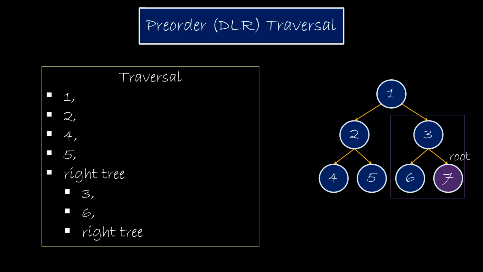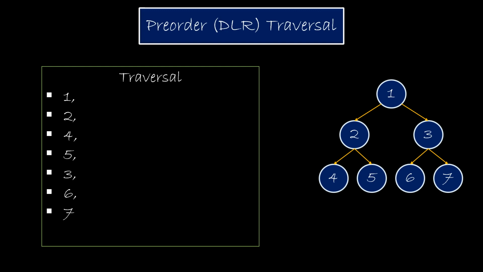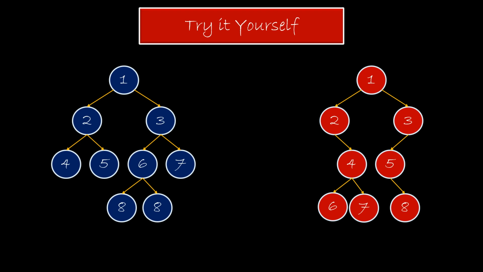Similarly for the right. We add 7 in result, and as it is also a single node with no child or a leaf node, we just move further. As all the nodes are processed, this is the final result for preorder traversal. I hope you have understood how to write down a preorder traversal for a tree. Take a pen and paper and try writing the preorder traversal for these trees.